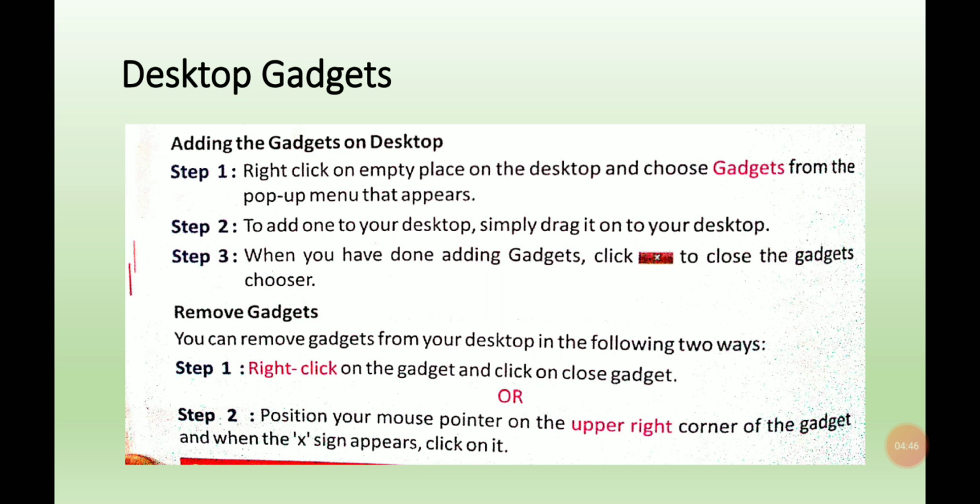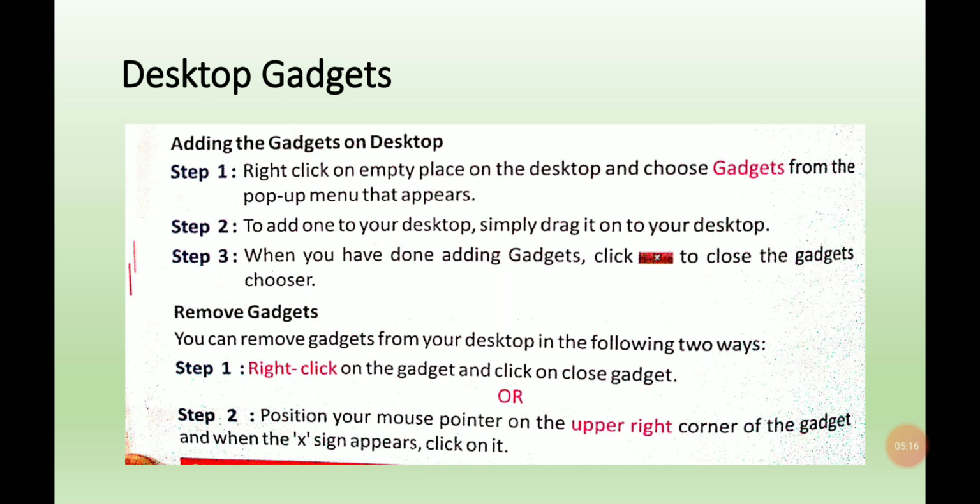Step 1 is to right-click on an empty place on the desktop and choose Gadgets from the pop-up menu that appears. Step 2, to add one to your desktop, simply drag it onto the desktop. Step 3, when we have finished adding gadgets, click the cross to close the gadget chooser. This is how we can add gadgets, and in a similar way we can also remove a gadget that exists on the desktop screen.